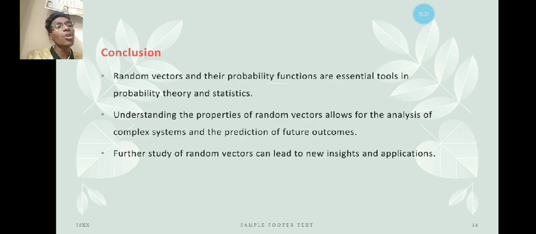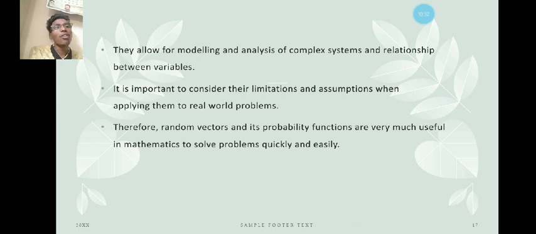It is used to predict outcomes, and another use is as a tool for probability theory. They allow for modeling and analysis of complex systems and relationships between variables. It is important to consider their limitations and assumptions when applying them to real world problems. Therefore, random vectors and their probability functions are very useful for mathematicians to solve problems quickly and easily.